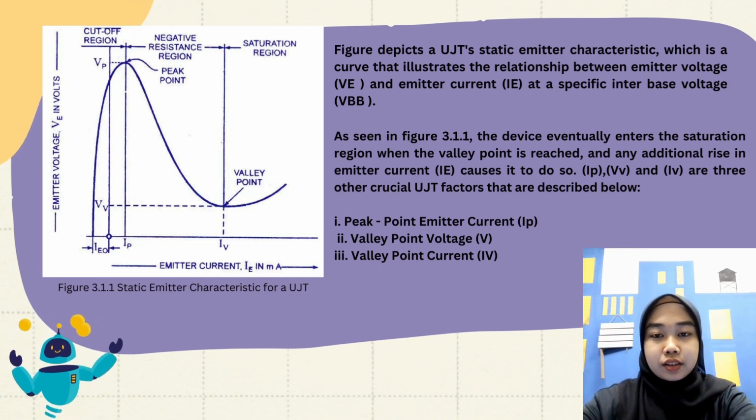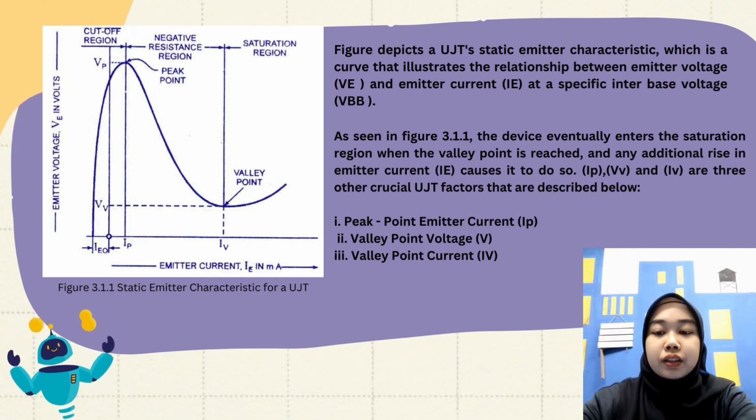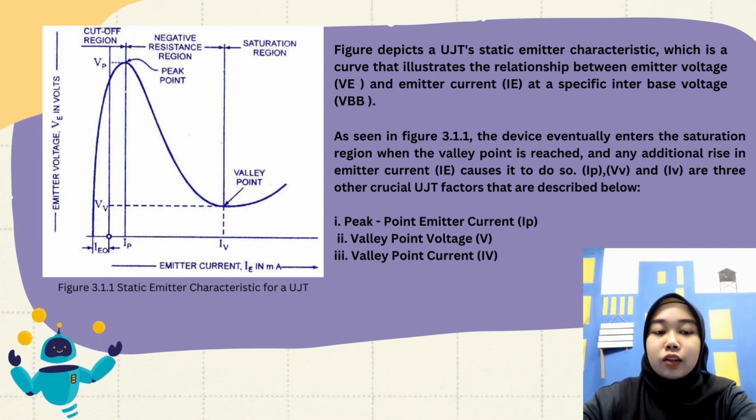So for the characteristic of Unijunction Transistor, the figure depicts a UJT static emitter characteristic, which is a curve that illustrates the relationship between emitter voltage and emitter current at a specific interbase voltage. The figure shows that the emitter current needs to exceed IE0 for the emitter potential to the left of the peak point. The reverse leakage current ICO of the standard UJT and the current IE0 match remarkably well. The cut-off region is this area, as seen in the illustration.